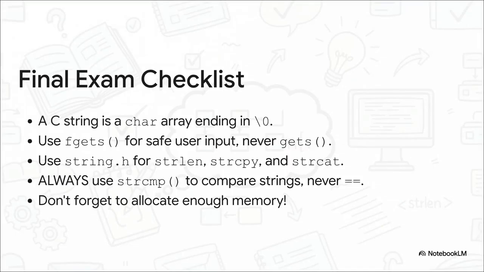So to wrap it all up, here's your final exam checklist. Let's run through it real quick. 1. A C string is a char array that ends in \0. 2. Use fgets for safe input, never ever gets. 3. Your best friends are in string.h: strlen, strcpy, and strcat. 4. You always use strcmp to compare strings, never ==. And 5. Don't forget to make sure you have enough memory.